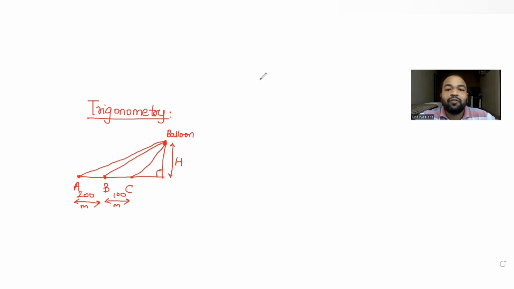First, I need to mark this point. Let's say this is my balloon point, which is P. This angle is theta, so this becomes 2 theta and this becomes 3 theta. Let's say the point on the ground directly perpendicular to the balloon is D. We don't have the distance CD, so let's assume the length of CD is X meters.